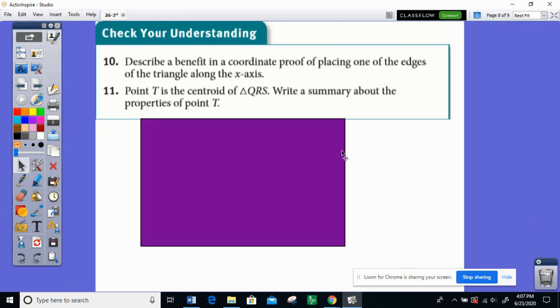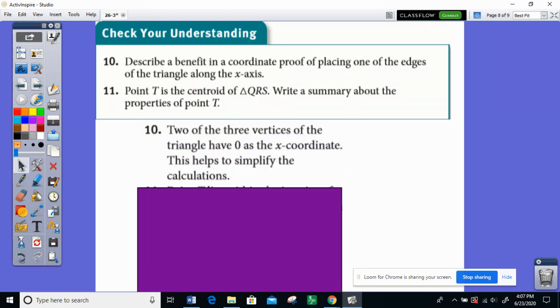Okay, 2 problems to make sure that we understand this on the bottom of page 386. Describe a benefit in a coordinate proof of placing one of the edges of the triangle along the x-axis. Well, we talked about that at the beginning of the video. Then 2 of the 3 vertices have 0 as the x-coordinate. That gives us fewer variables in our work, and it gives us an easier expression to manipulate.